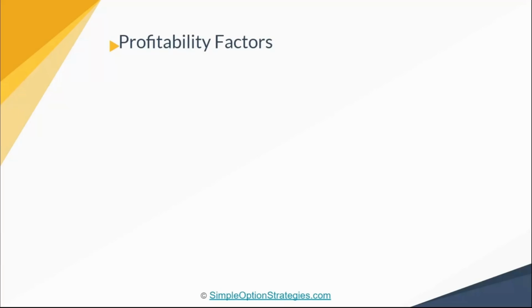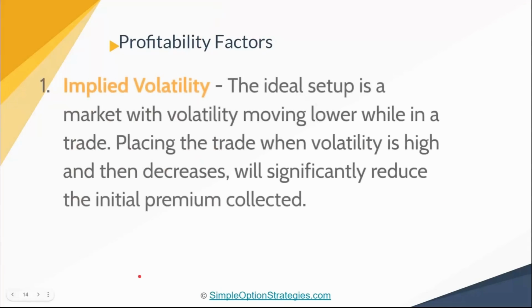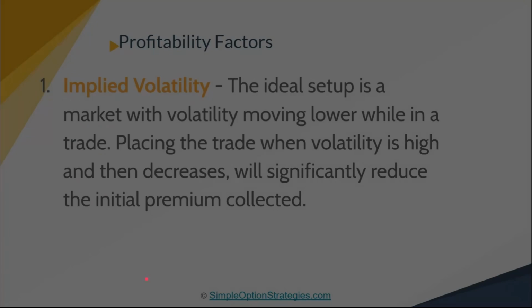All right, I can see the market moving higher, and that trade that we put on is now at 65 cents. Woo-hoo! No, actually 60 cents, so we're profitable. So here are the profitability factors, guys, that I went through. Implied volatility: with volatility moving lower, placing a trade when volatility is high, then decreasing, significantly reduces the initial premium collected.